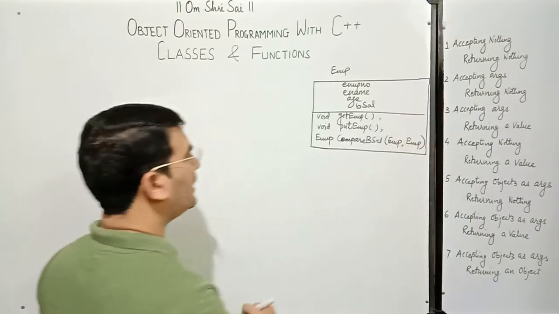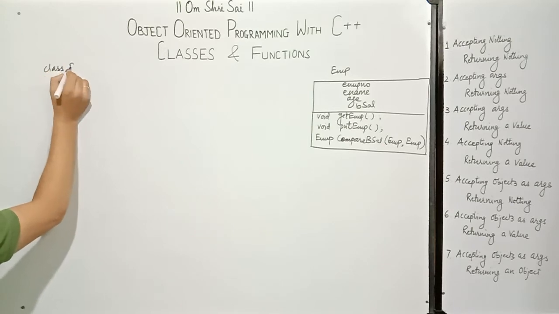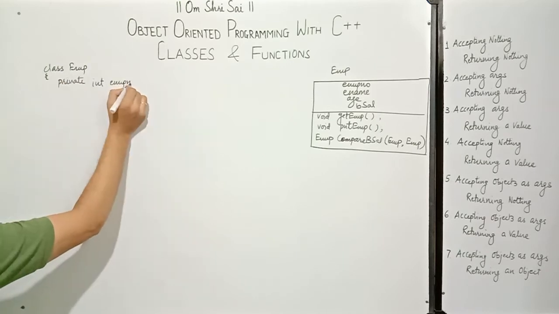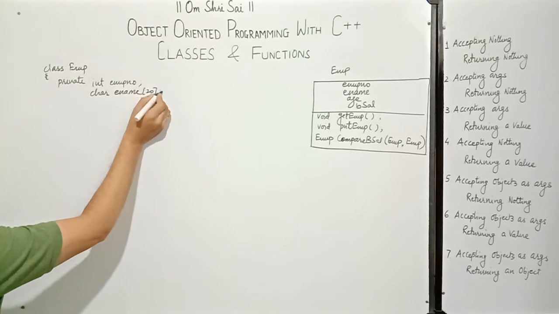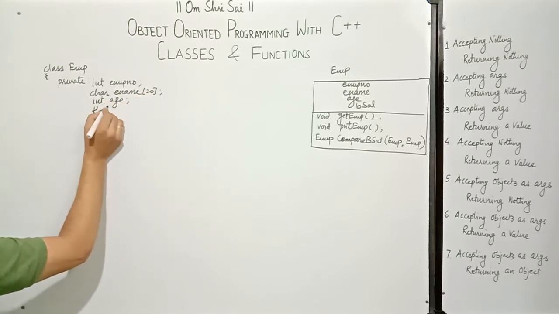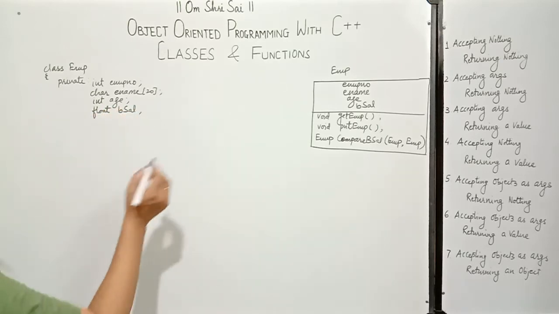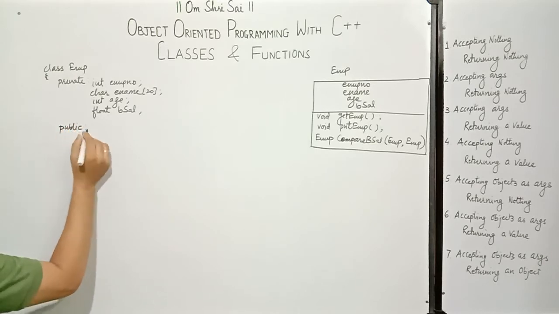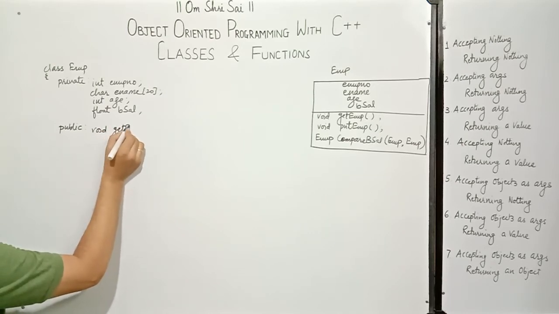So let us define this class. Starting with the class declaration, we will define the class EMP with the private members as int EMPNO, char ename, assuming that each name will be of 20 characters, then int age, and then float bcell. So these will be the private members. Defining the member functions in public visibility mode, we will open a public section. We will define these two functions, that is void getEMP.